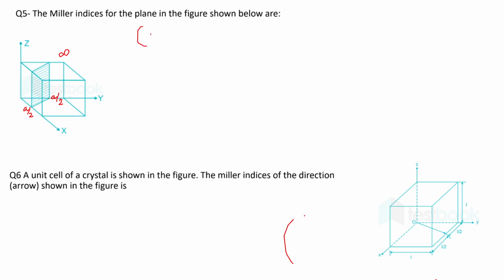So the intercept will be a over 2, a over 2 and infinity. Okay, now you have to take the reciprocal of it. So first of all we will say it is 1 over 2, 1 over 2, infinity. Now take the reciprocal of it, you will get 2, 2, 0. Okay, so this will be your Miller indices. So this is actually easy, but you have to know exactly what the intercept is.